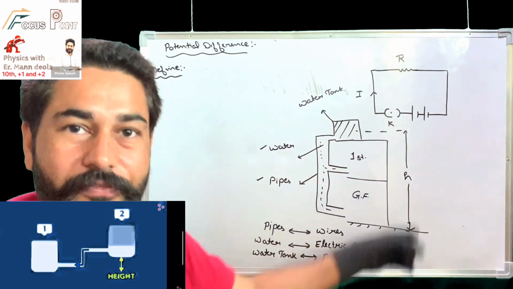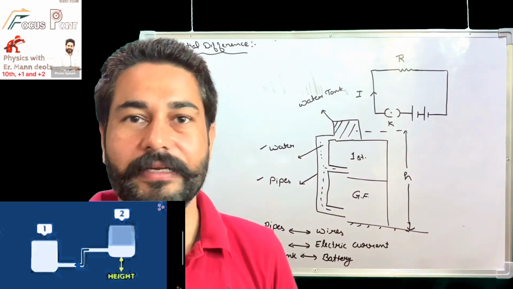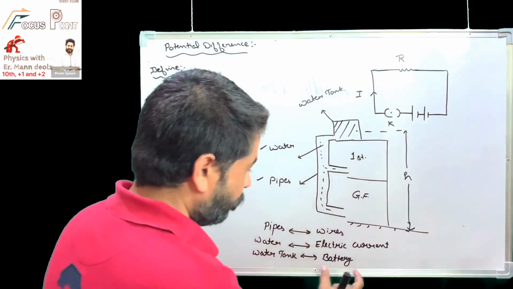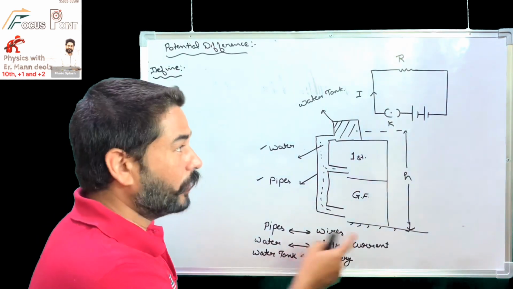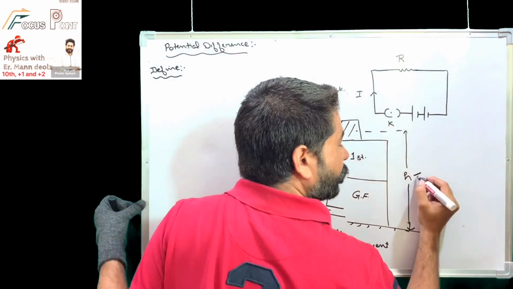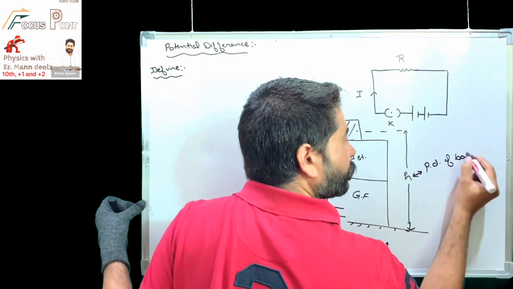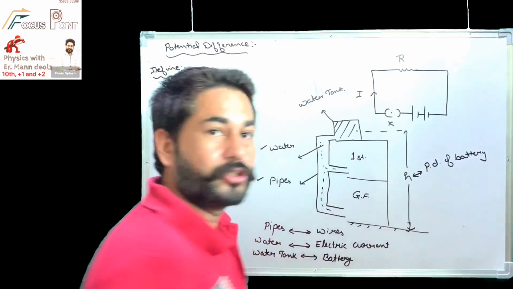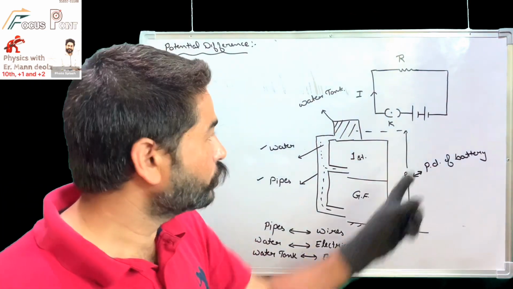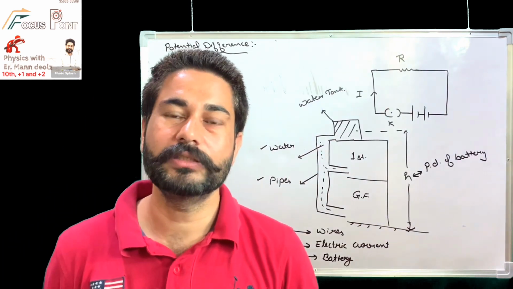So now the height of this water tank we can assume as the potential difference of the battery. This is very important to relate. Battery is like a water tank. The height of the water tank we assume as the potential difference of the battery. So the more the height, the more water will come out of the taps. So the more the potential difference of the battery, the more electric current will flow into the wires.